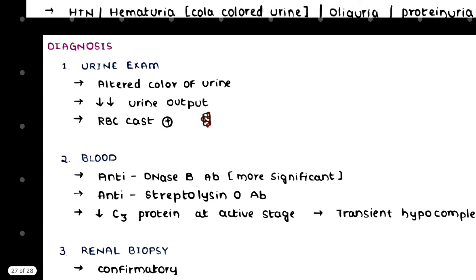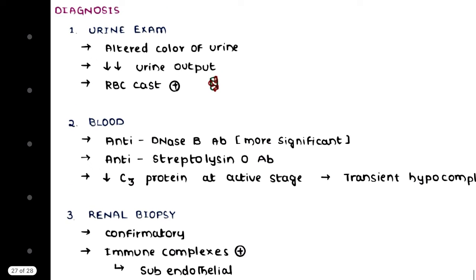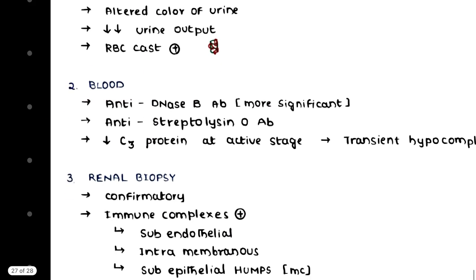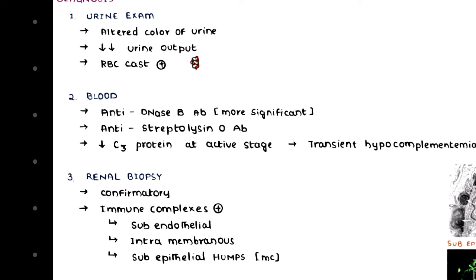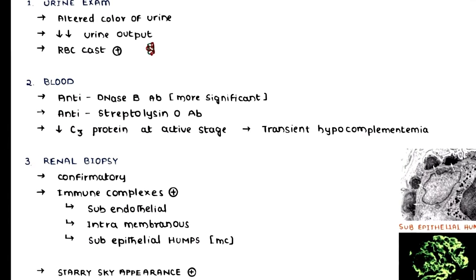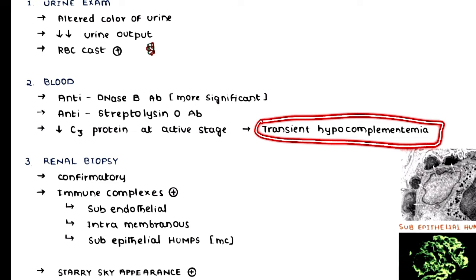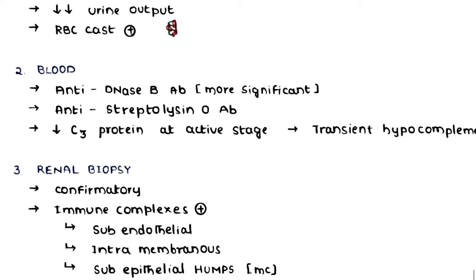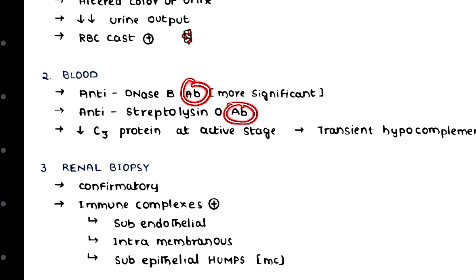Now talking about blood, the diagnosis in blood, what we will find is a decrease in serum C3 protein in the active stage, and yes, we discussed this, that is our transient hypocomplementemia, right. Okay. Now what will we find? We will find antibodies, and the antibodies that we will find are anti-streptolysin O antibody, and also anti-DNase B antibody, right.